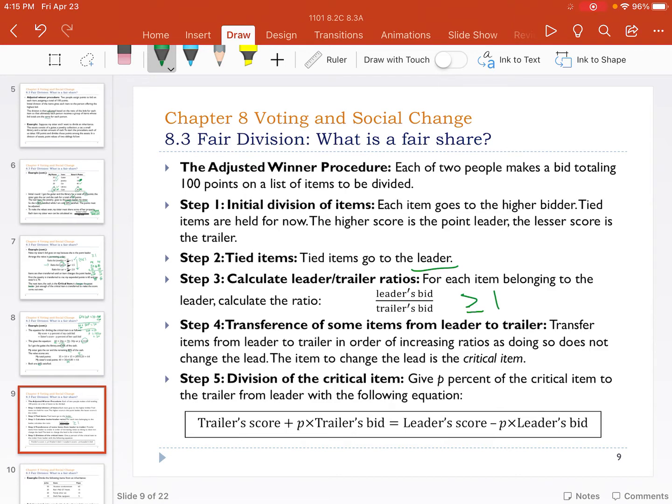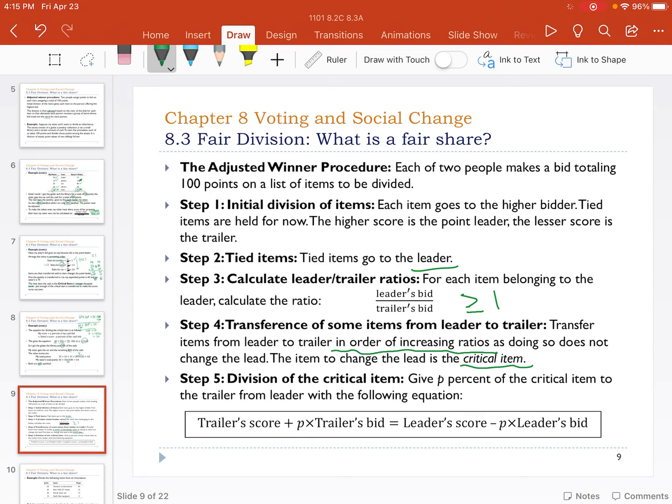And then we look at the ratio, leader over trailer. So the bids, this ratio is always greater than or equal to 1. If you ever get a number less than 1, you've done it incorrectly. So then you transfer some of the items, and you go in order of increasing ratios, as doing so does not change the lead. But when you see that you would change the lead, and very often it's very intuitive, you don't have to crunch the numbers. There'd be kind of a big group in the middle, and that's going to switch you from leader to trailer, vice versa. That's the critical item. That's the one that has to be divided up as best as possible.